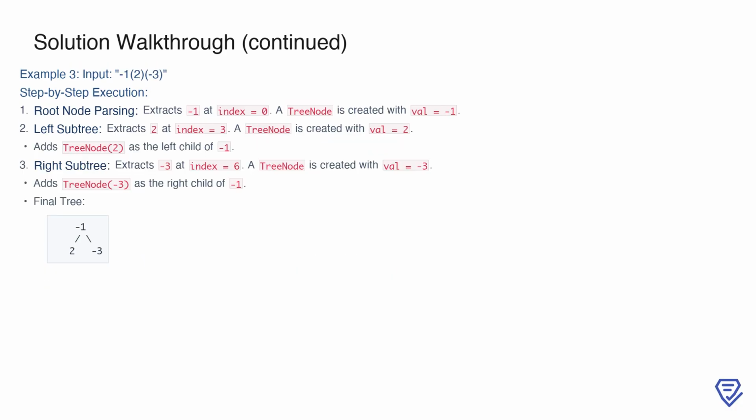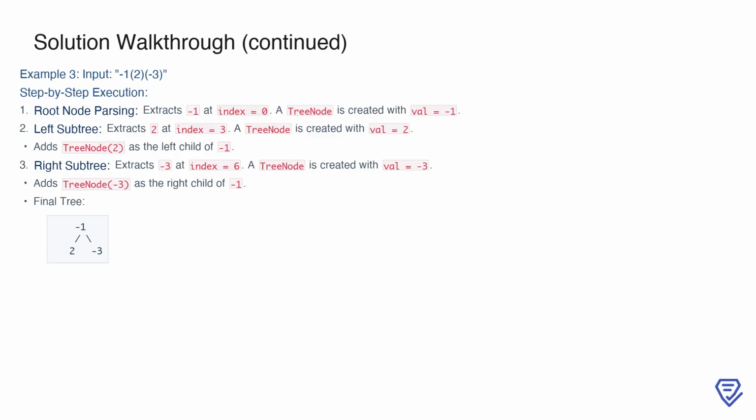Finally, let's look at the input -1, 2, -3. The root node is parsed first, and the number -1 is extracted at index 0. A tree node is created with this value. The left parenthesis at index 2 indicates a left subtree, so we parse the number 2 at index 3. A new tree node is created for this value, and it is added as the left child of the root node. Moving forward, another parenthesis at index 5 signals a right subtree.